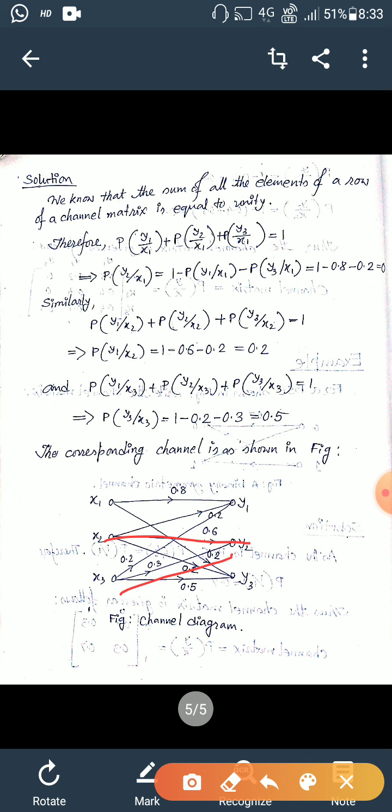From the matrix you can draw the channel diagram, and if a missing parameter is present, you can also identify what the transition probability will be.